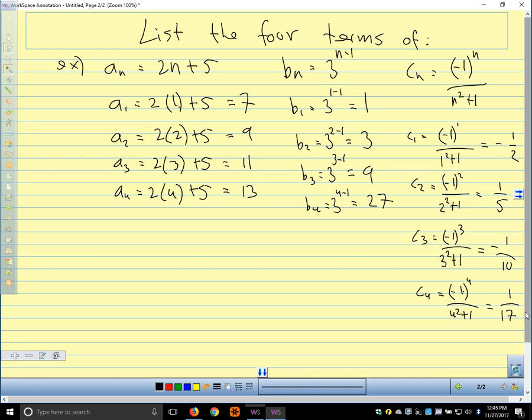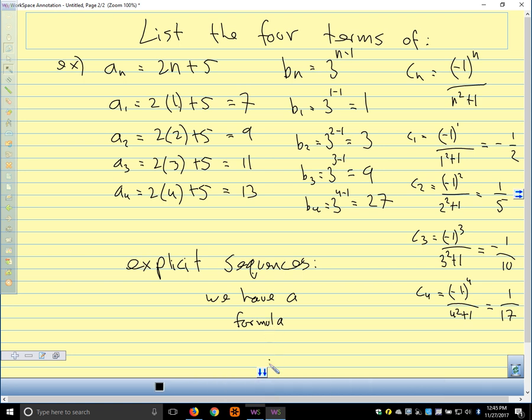When we have a formula like this for the nth term, where we can just plug in n and get our number, we call these explicit sequences. So for an explicit sequence, or an explicitly defined sequence, we have a formula. We just plug in n and we get our term. There are other kinds of sequences, other ways of getting the terms of a sequence.